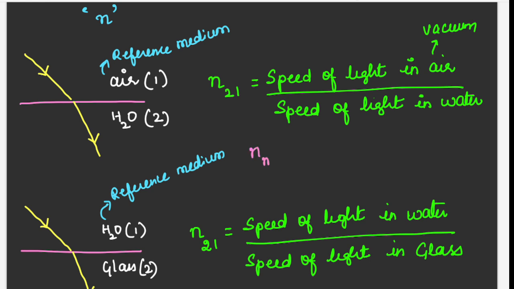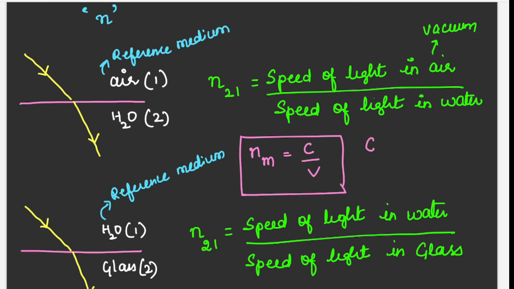Absolute refractive index of the medium is equal to speed of light in air or vacuum, which you will represent as C, divided by speed of light in water or any medium. It can be water or it can be any medium. We will be writing the speed of light in this medium as V. This is the equation which is very important. We will be using it in calculation.